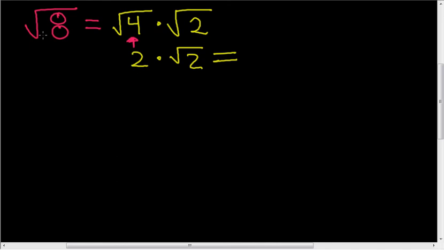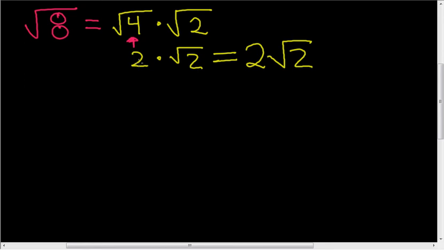The square root of 8 is the square root of 4 times the square root of 2. The square root of 4 is 2. So I'm going to rewrite this as 2 square root of 2. The square root of 8 is the same as 2 times the square root of 2.